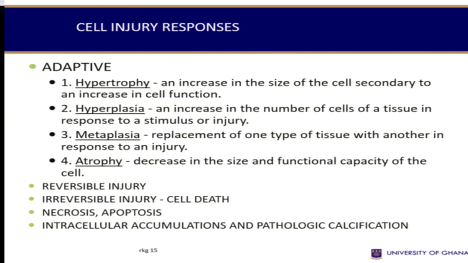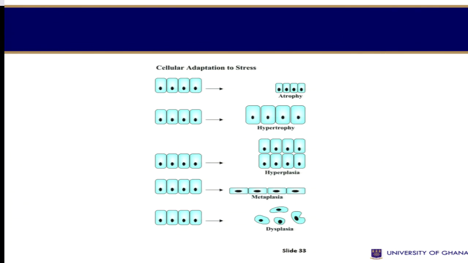Now, there are other cell responses that may occur. We've dealt with one already: reversible, irreversible. There's also necrosis and apoptosis. And sometimes things may accumulate in the cells. But we want to focus on the adaptive. This diagram shows how cells may adapt.